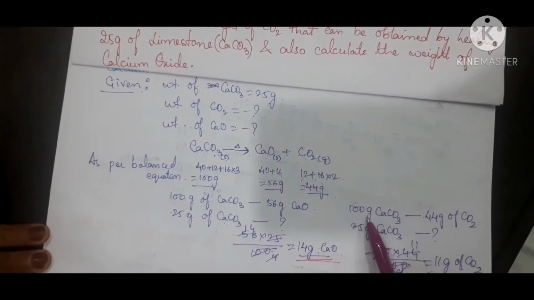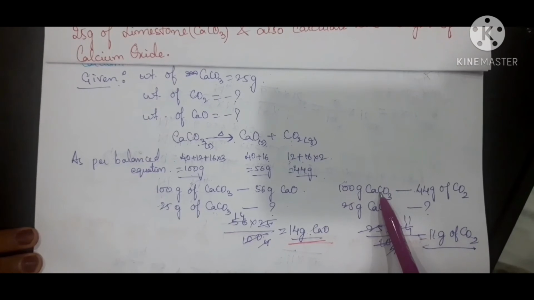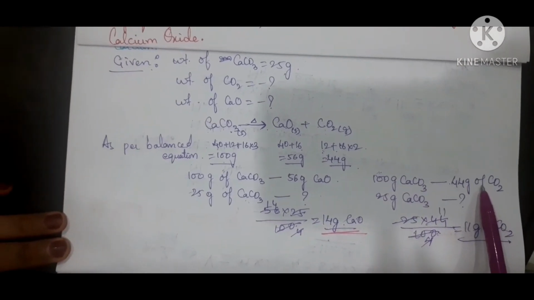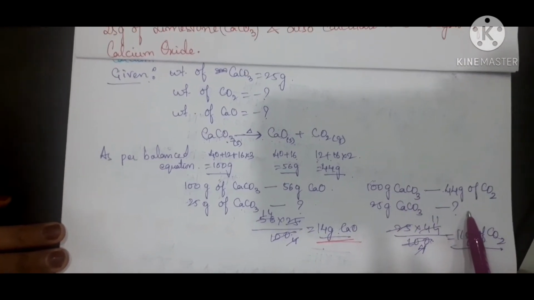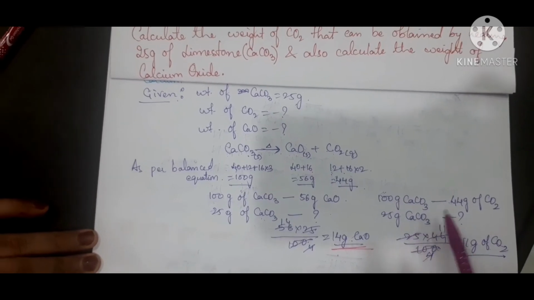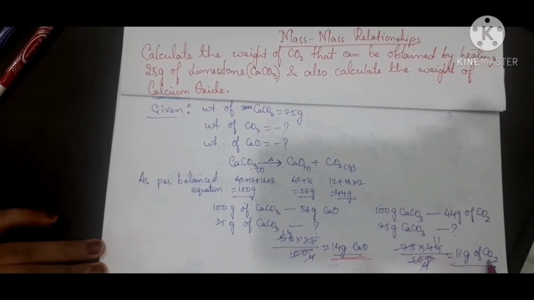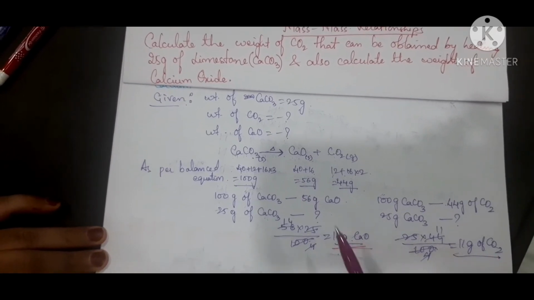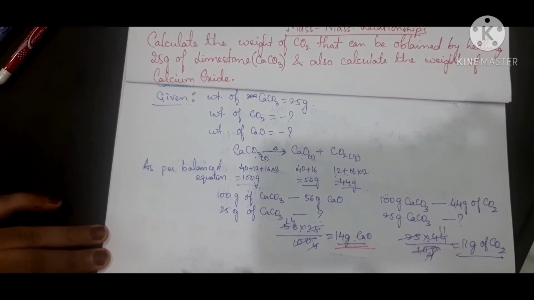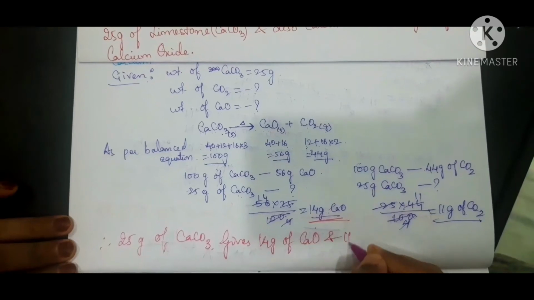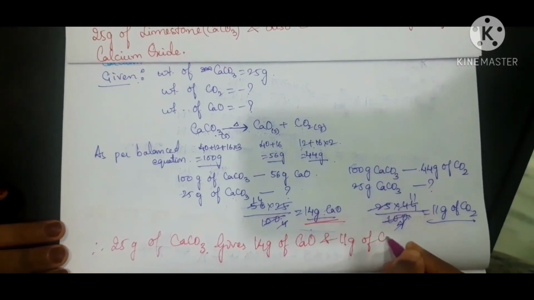And in a similar way, 100 grams of calcium carbonate gives 44 grams of carbon dioxide. 25 grams gives how much? In the same way, 25 into 44 divided by 100, I am going to get 11 grams of carbon dioxide. So as per the question, 25 grams of calcium carbonate gives 14 grams of calcium oxide and 11 grams of carbon dioxide.